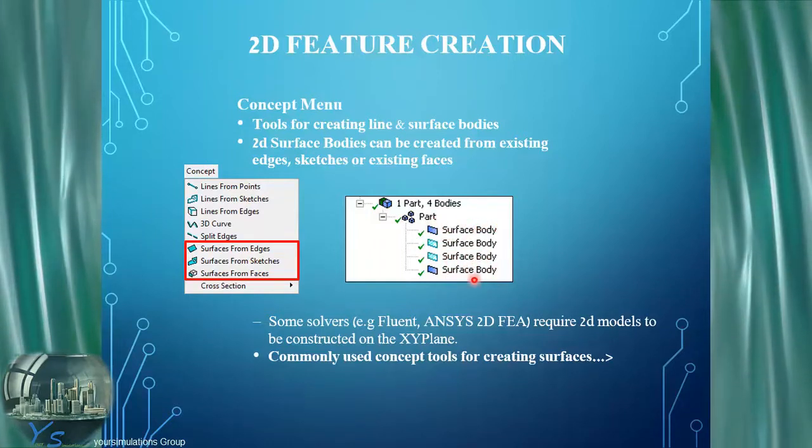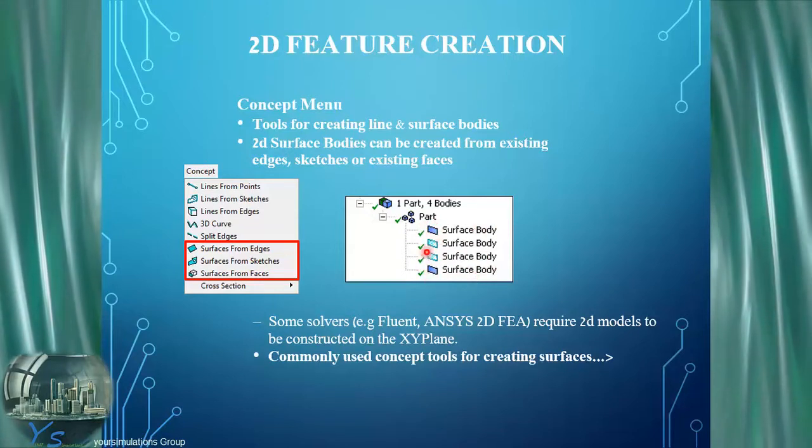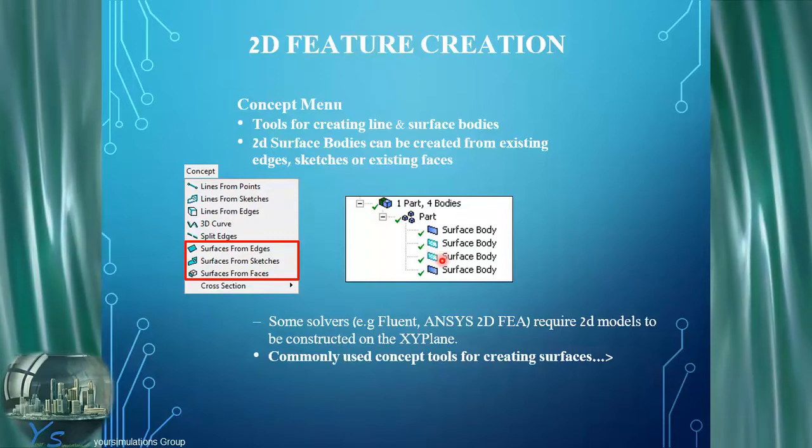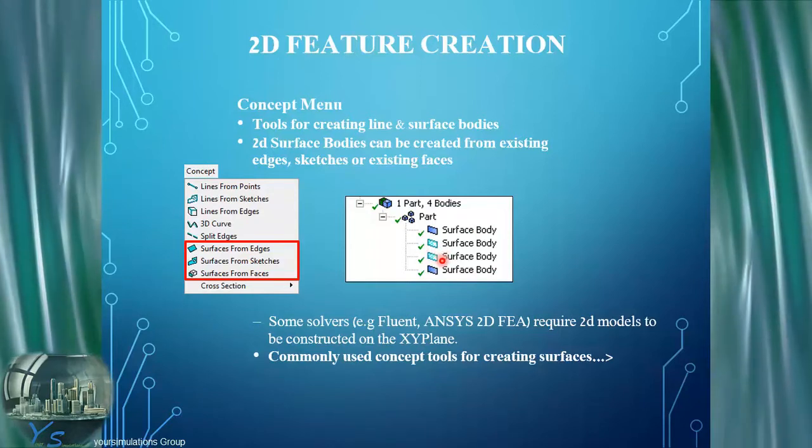Here we're listed as 4 surface bodies, 2 of which are active and 2 of which are frozen by virtue of the difference in the colour. These 2 in the centre being the frozen surface bodies.